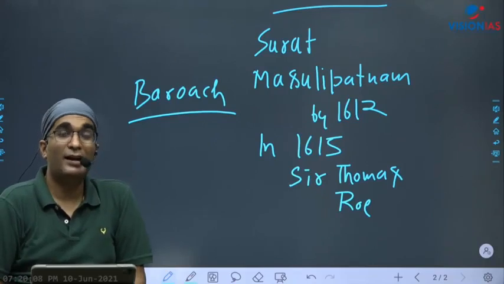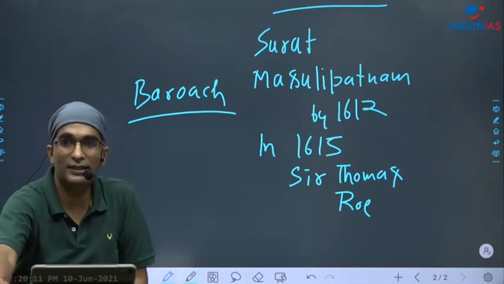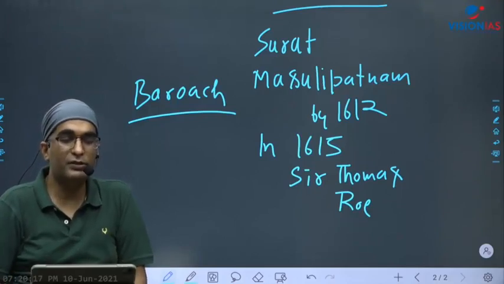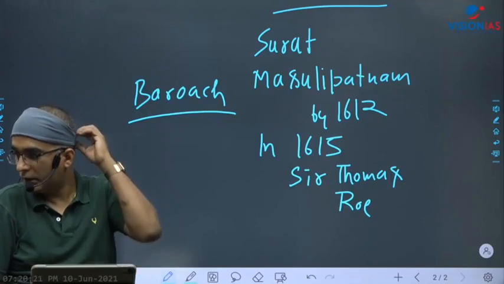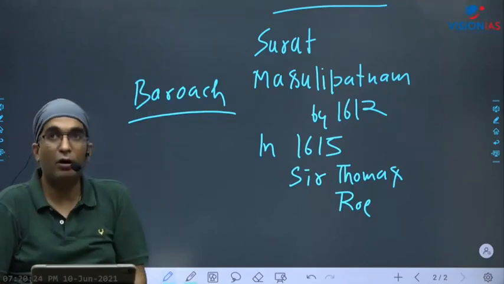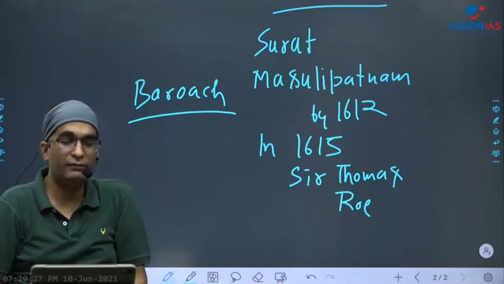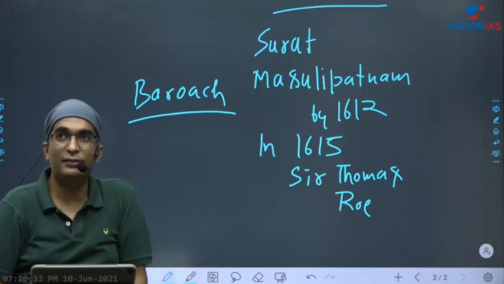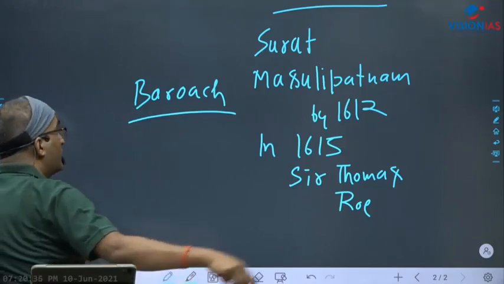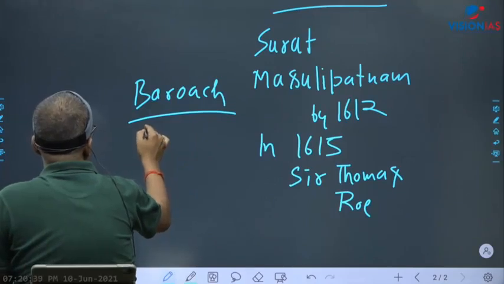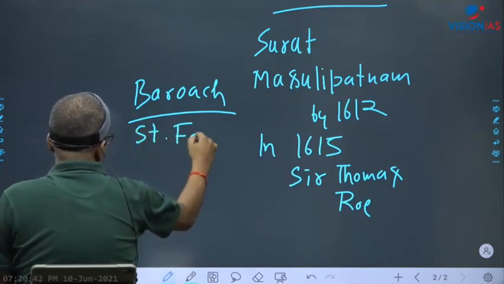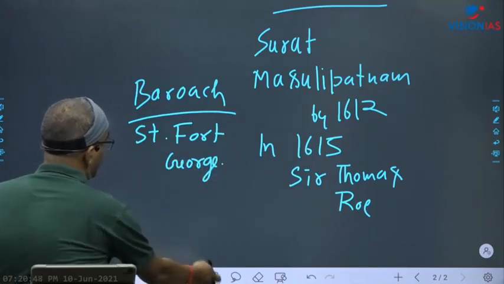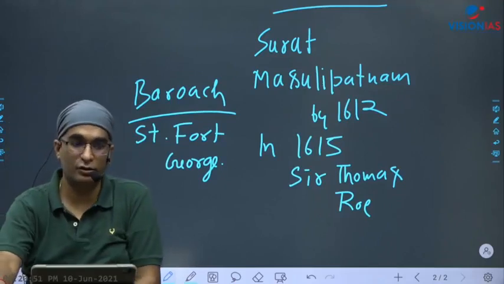Did you mention? Around 1639, British got some villages on lease around Madras, where they created Fort St. George.